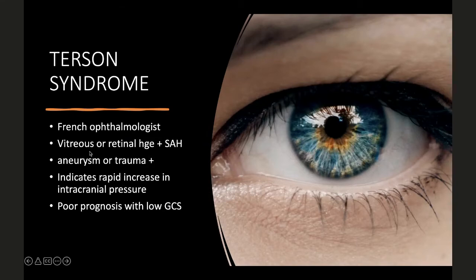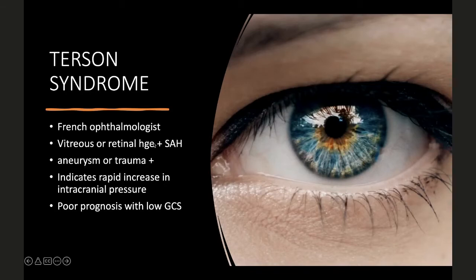It's, you know, vitreous or retinal hemorrhage, but the most important thing is it has subarachnoid hemorrhage because it's continuous. Remember I told you about the CSF space between the optic nerve and the sheath, and it's important to know that space because that's how the subarachnoid hemorrhage continues into the back of the eye. So it causes a hemorrhage.